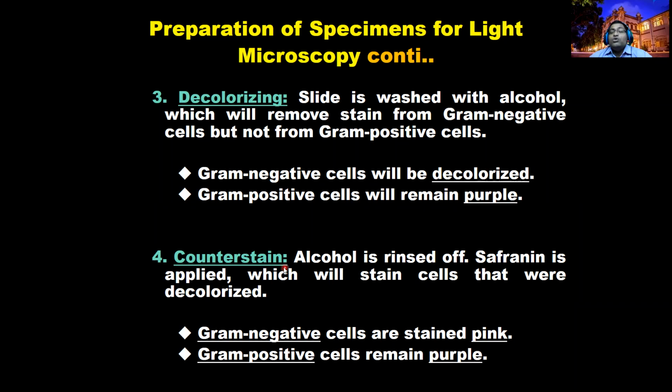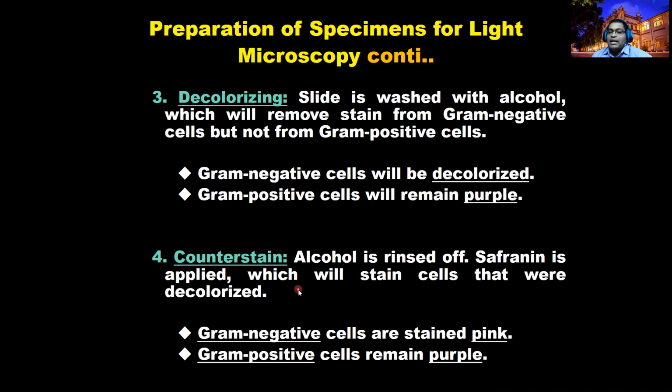Right? Then, another stain you will use as a counterstain. Alcohol is rinsed off. Safranin is applied. First crystal violet, then crystal violet iodine, and again you will add the safranin. Safranin is a common basic dye. So observe the cells, which will stain the cells that were decolorized.